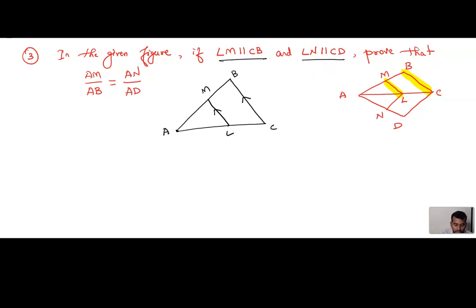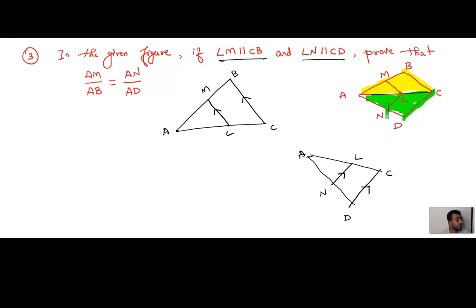LN is parallel to CD. Where is LN? Here. Is parallel to CD. So again shall I make the figure? This is my LN. This is parallel to CD. So this is CD. Again we get one more triangle. So where is it meeting? At A. This side is parallel to this side. This means that this is completely one triangle. Similarly, this complete region is one more triangle.